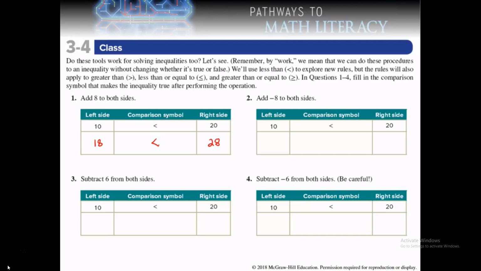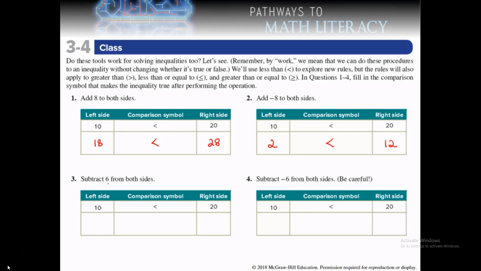In number 2, what if we add a negative? Does that make any difference? So we'll add negative 8 to both sides. 10 plus negative 8 is 2. 20 plus negative 8 is 12. And 2 is still less than 12. So we're okay there.